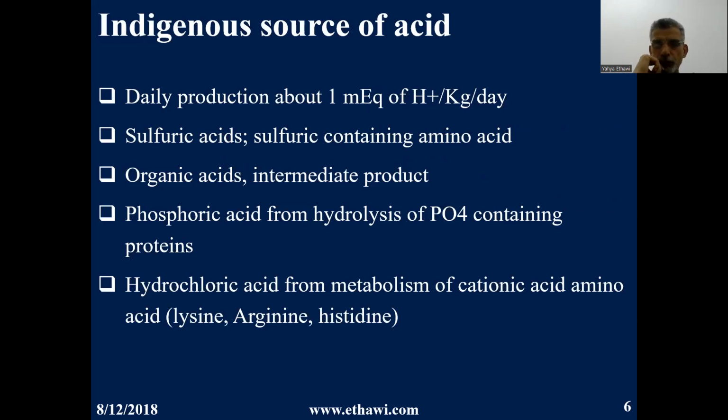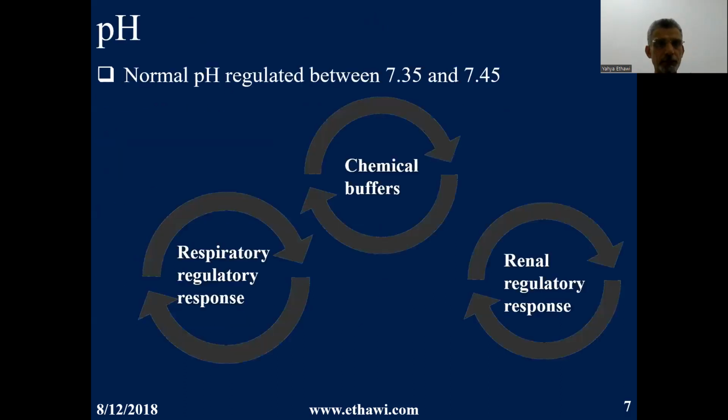There is something called endogenous source of acid. So the body can supply the acid. It's a daily production of about usually 1 milliequivalent of hydrogen ion for every kilo of body weight during a day. Examples: sulfuric acid from sulfur-containing amino acids, organic acids as intermediate products from metabolism, phosphoric acid from hydrolysis of phosphate, and hydrochloric acid from metabolism of cationic amino acids such as lysine, arginine, and histidine. So it's multiple biochemicals that produce acid, and you don't need to memorize them.